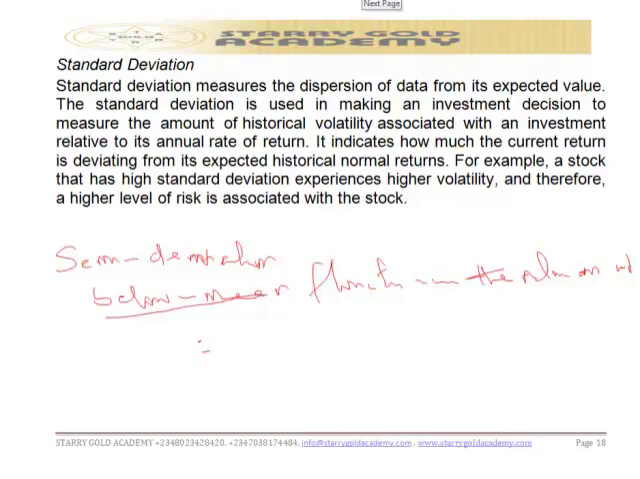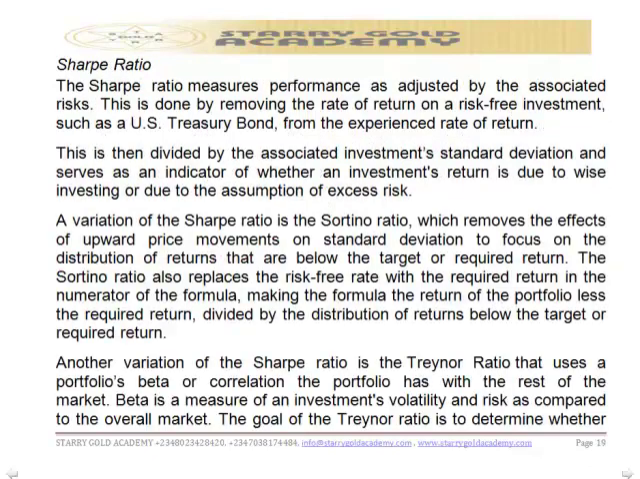Now the next one is the Sharpe ratio. Another risk measurement is what? It is the Sharpe ratio. And the Sharpe ratio measures the performance as adjusted by the associated risk. The performance has been what? As adjusted by the associated risk. And this is done by removing the rate of return on the risk-free asset, such as a treasury bond, from the expected rate of return.